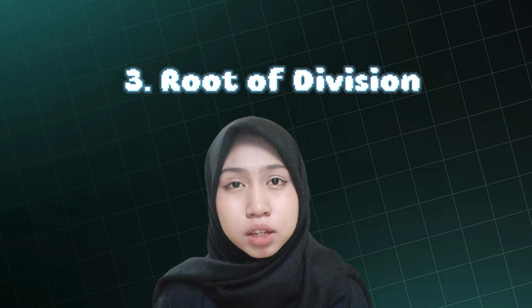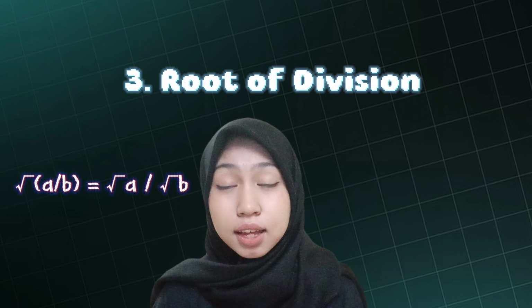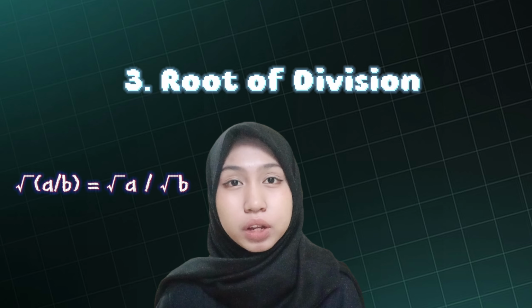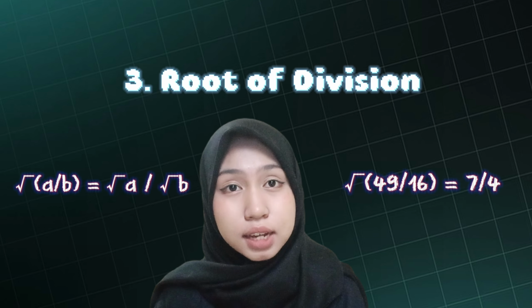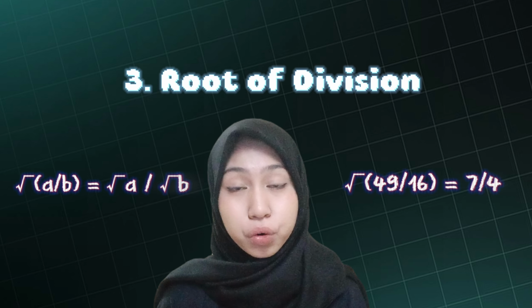Okay, last property of roots is root of division. The formula is square root of a over b equals square root of a over square root of b. For example, square root of 49 over 16 equals 7 over 4.